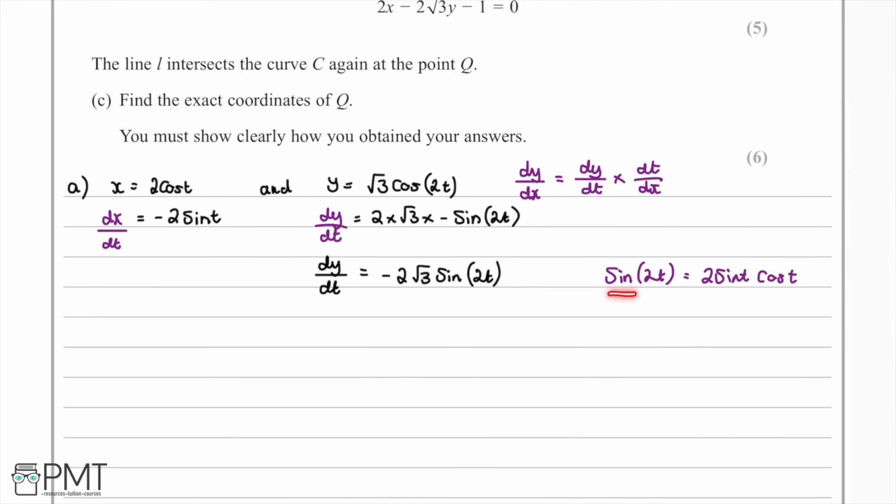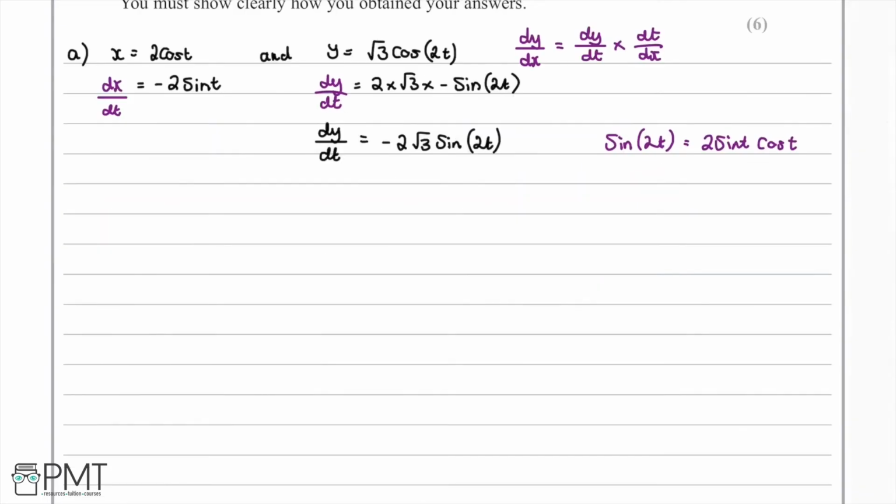So just bear with this for just now, as it will become clearer why we use this in a second. What we'll now do is take our new equations for dy by dt and dx by dt and substitute them into this equation here. Then dy by dx is going to be equal to negative 2 root 3 sine 2t, and then we'll multiply that by 1 over dx by dt, which is the same as dividing all of this by negative 2 sine t.